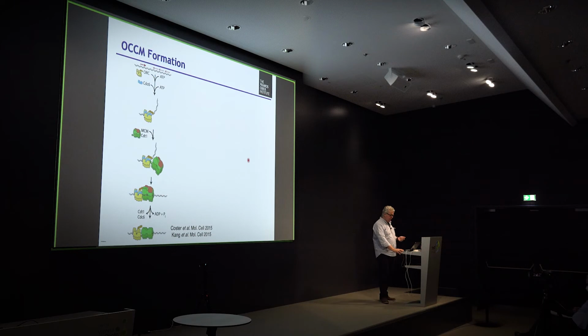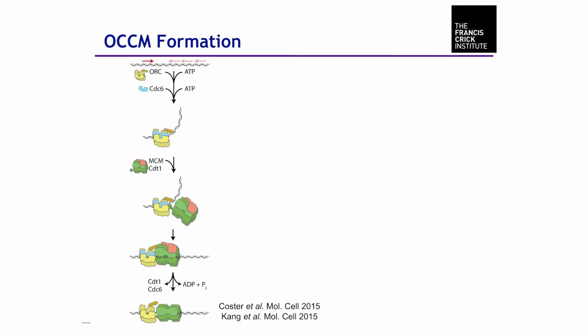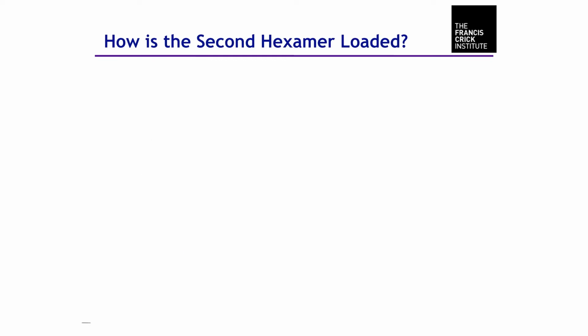And our lab and Steve Bell's lab showed a few years ago that it's actually the MCM subunits themselves that have to hydrolyze ATP in order for the ring to close, and not ORC or CDC6. So the MCM subunits hydrolyze ATP, and that causes the ring closure, and it causes expulsion of Cdt1 from it. That's all fine. That's how you get the first hexamer loaded. But the question has been, how do you get the second hexamer loaded if you have a single ORC binding site? And the answer, to cut a long story short, is that you don't have a single ORC binding site.